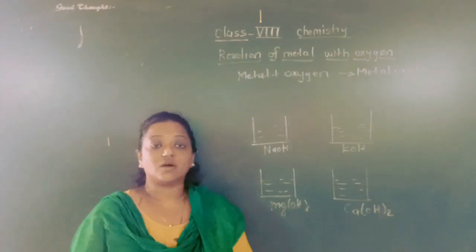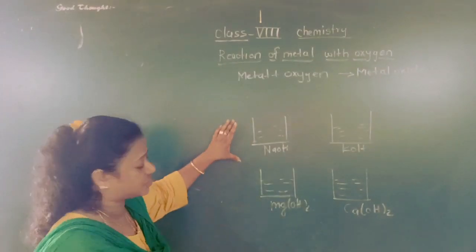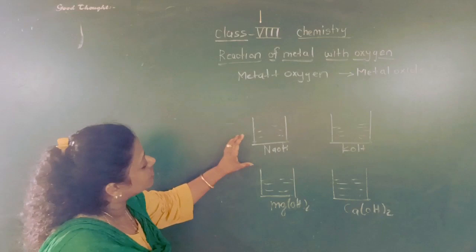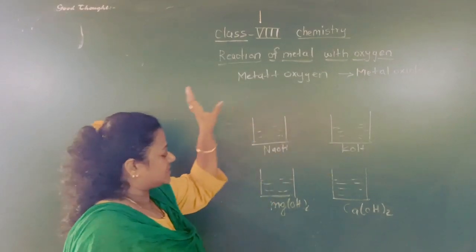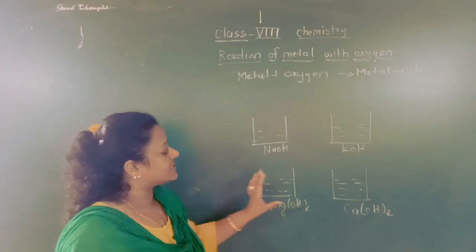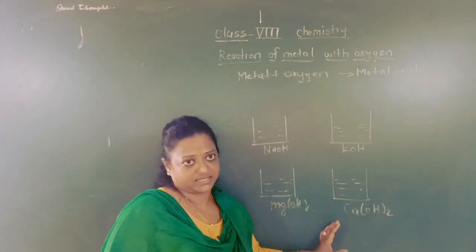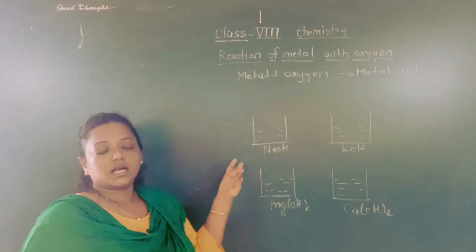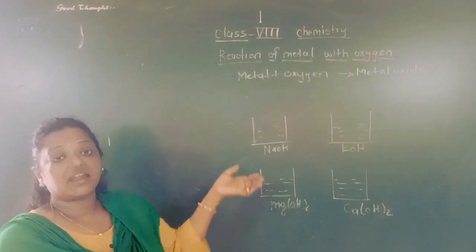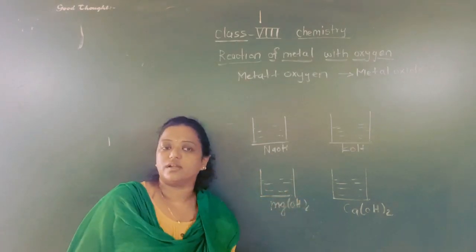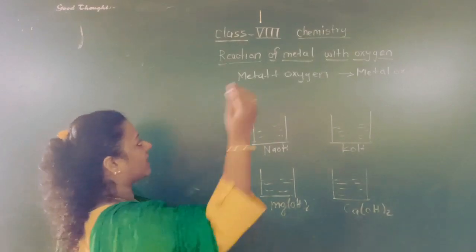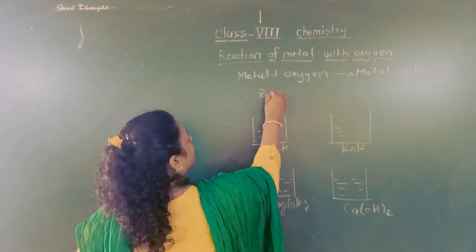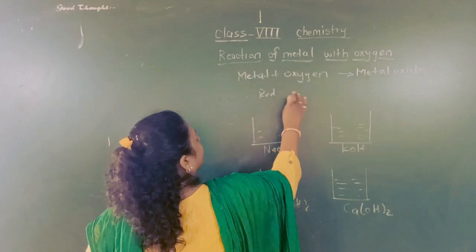Okay students, now what I have done, I have taken 4 solutions. This is the solution of sodium hydroxide, this is the solution of potassium hydroxide, this is the solution of magnesium hydroxide, and this is the solution of calcium hydroxide. When I tried to dissolve metallic oxides into the water, I have got their hydroxides.